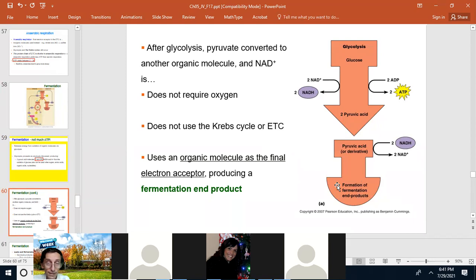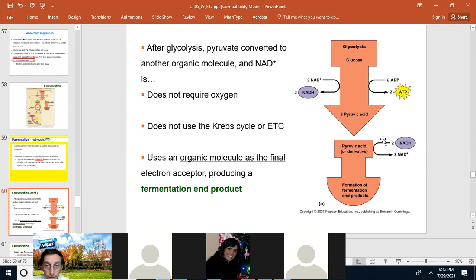The final electron acceptor in this case is the pyruvic acid that accepts the electron that flowed from glucose, and it's carried by NADH, and that will convert the pyruvic acid into the end product of fermentation. Okay? So in this case, an organic molecule, pyruvic acid, is the final electron acceptor, accepting the electrons from glucose.